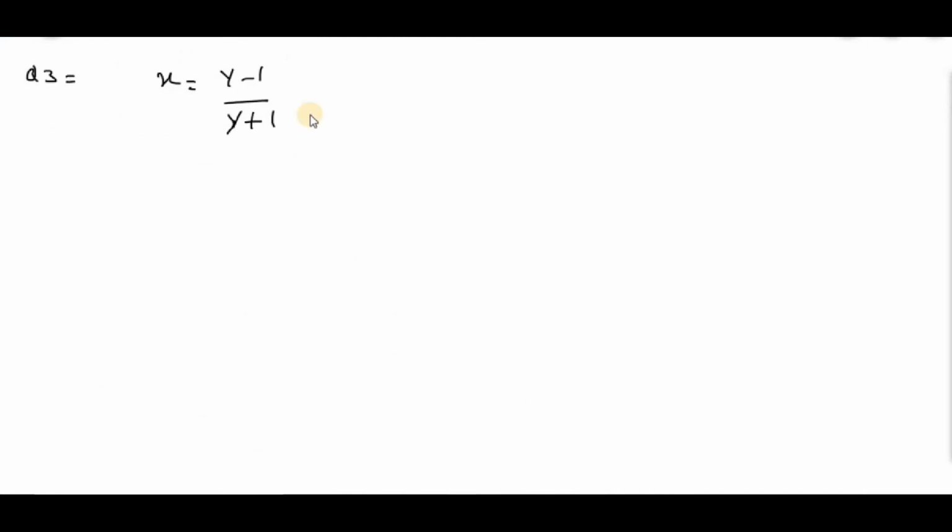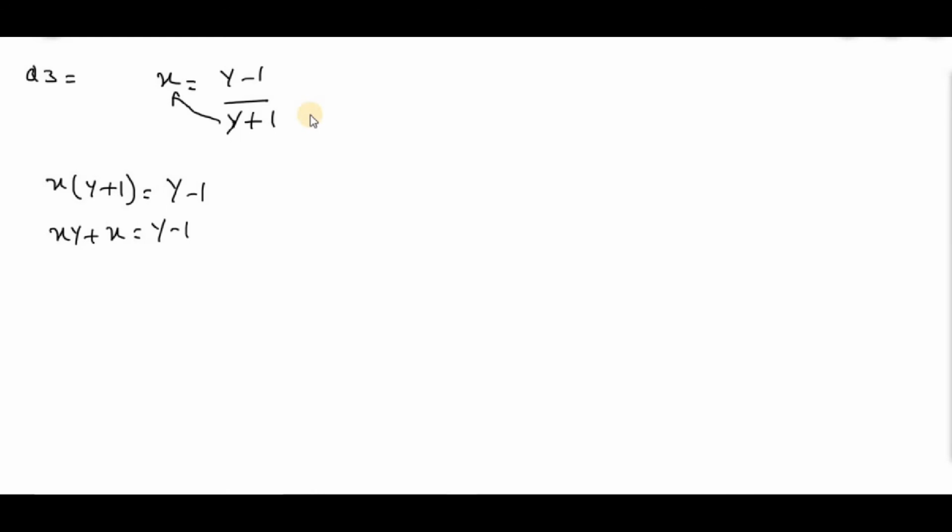Now this is another question. x is equal to y minus 1 divided by y plus 1. Here we have the domain of the function given and we have to find out the range of the function. So in this way, first of all we are going to simplify, that is cross multiplying y plus 1 with x. x times y plus 1 is equal to y minus 1. So xy plus x is equal to y minus 1.